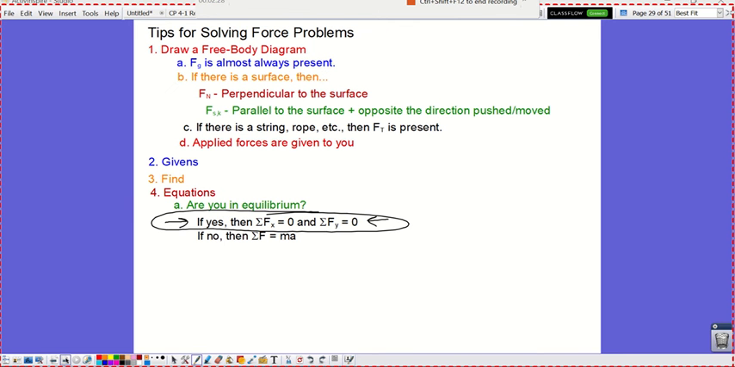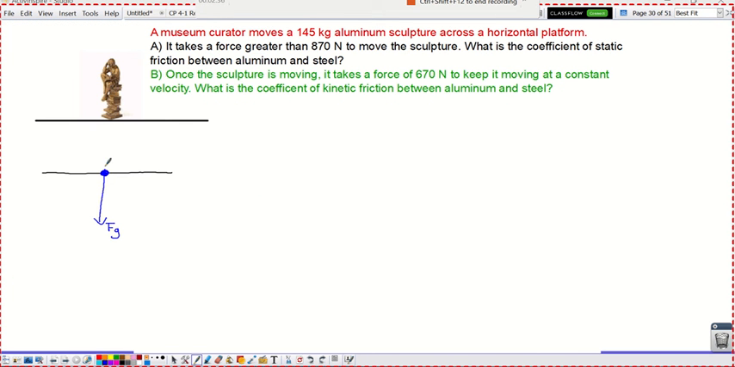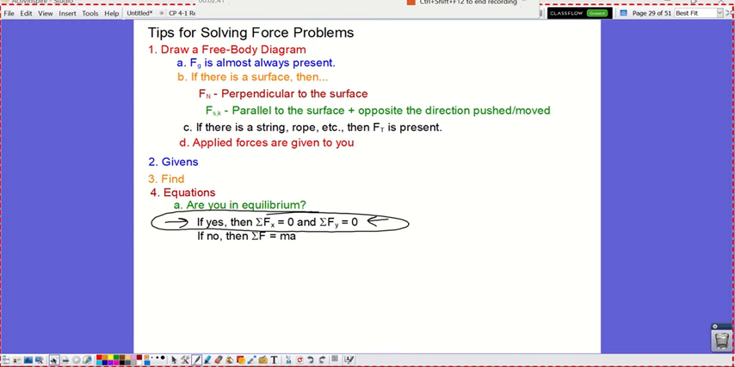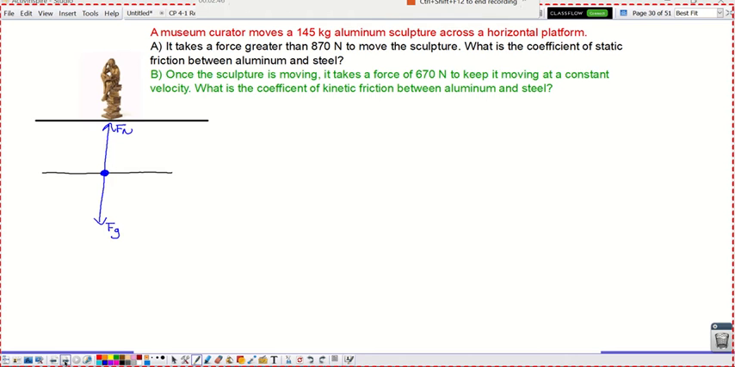Then, if there's a surface, what's on a surface? A horizontal surface. Then there's a normal force perpendicular to the surface. There's a normal force pointing straight up. If there's a surface, then there might be friction. Well, the museum curator is pushing on it, but it doesn't move because it takes a force greater than 870 to move it, and he's going to push with a force of 870. It's not going to move, but the reason it's not moving is because of that friction. So I'm going to pretend this museum curator is pushing to the right, which means friction is going to the left, and it's static because it's not moving yet.